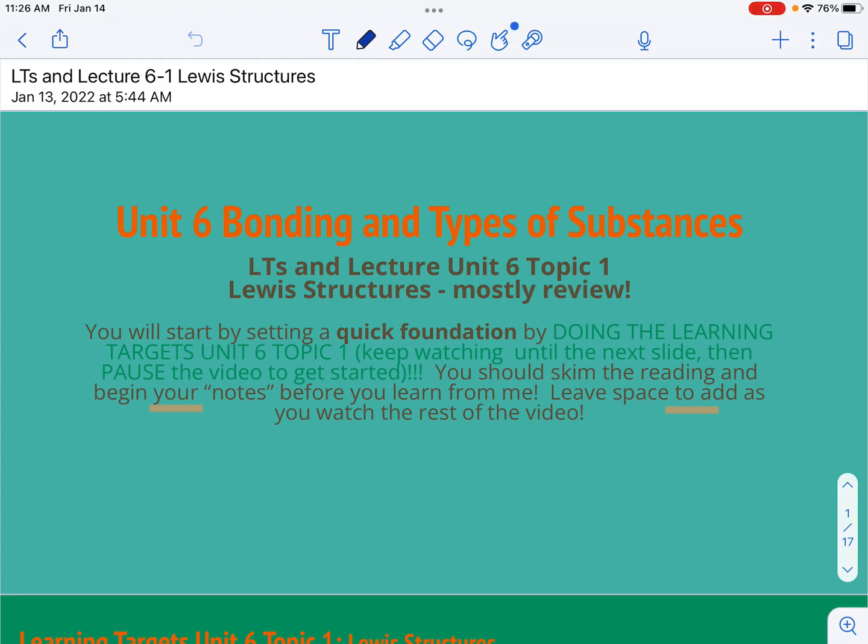Okay, this is lecture 6.1, and it's mostly about things that should be reviewed for you, which is Lewis structures and how to write them. I am going to add some information that you probably did not learn in first year chemistry, but we definitely need to make sure that you're good at drawing Lewis structures and some of the vocabulary that goes with them.